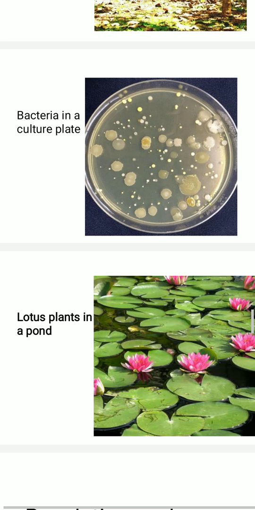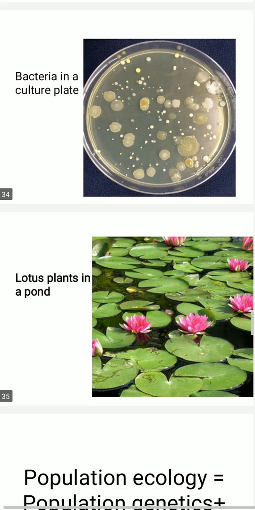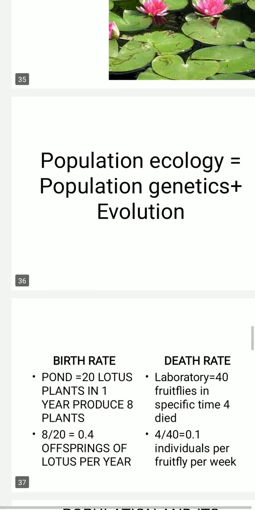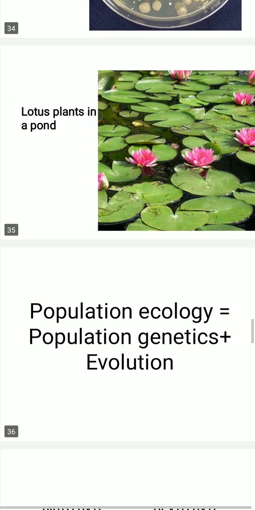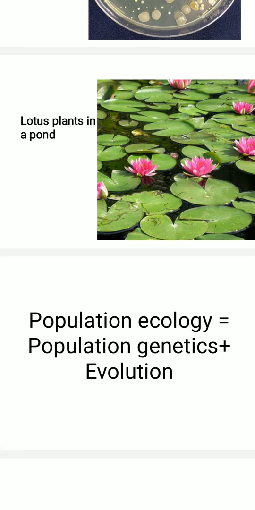Although an individual organism is the one that has to cope up with the changed environment, it is at the population level that natural selection operates to evolve the desired traits or characteristic features. Therefore, population ecology deals with the combination of population genetics as well as evolution. Both together are considered as a part of population ecology.